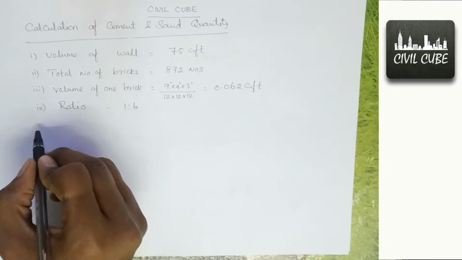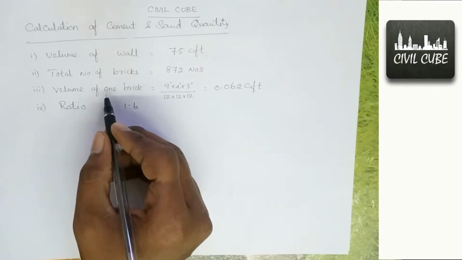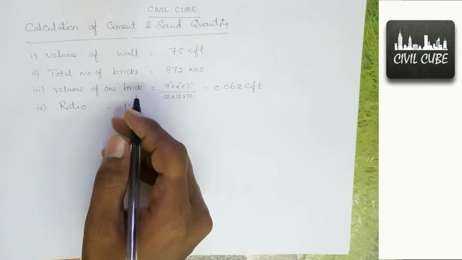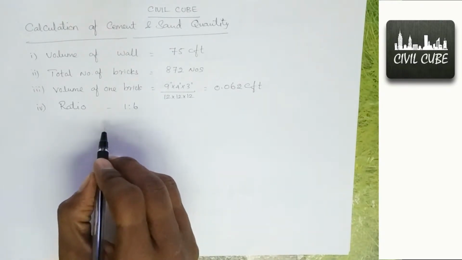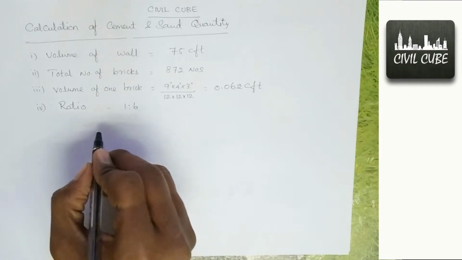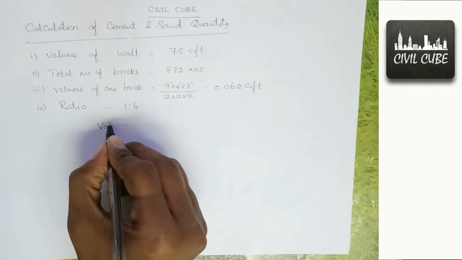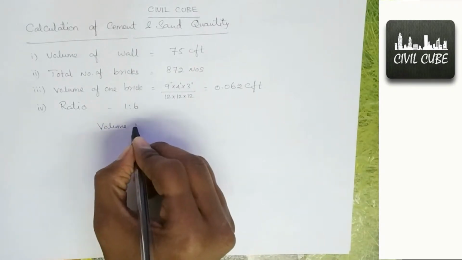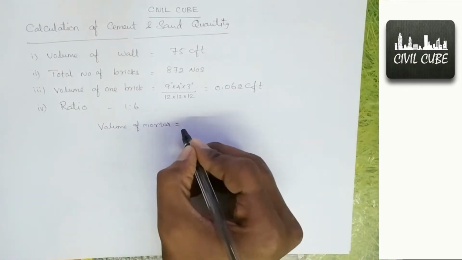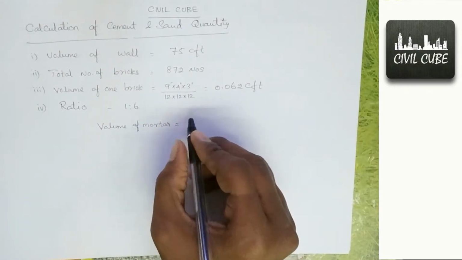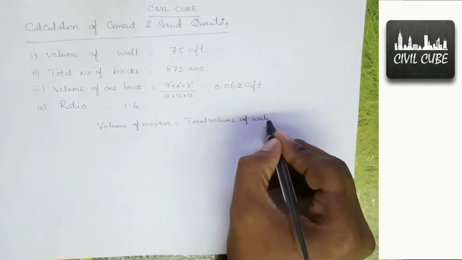volume of one brick equal to 9 inch by 4 inch by 3 inch divided by 12 into 12 into 12, equal to 0.062 CFT. Here I extra added a ratio, that is a mortar ratio of 1:6 based on the IS code. To find out the volume of mortar, we have one formula: volume of mortar equal to total volume of wall minus total volume of bricks.